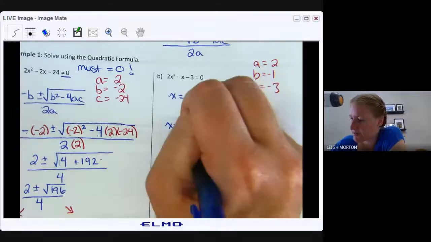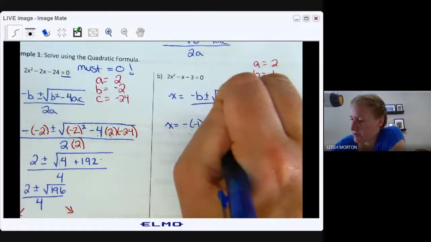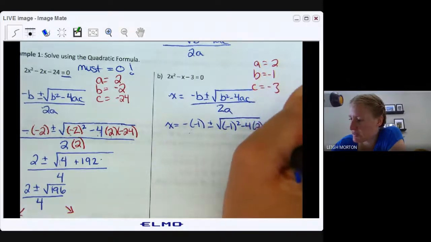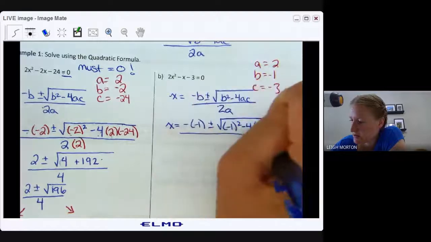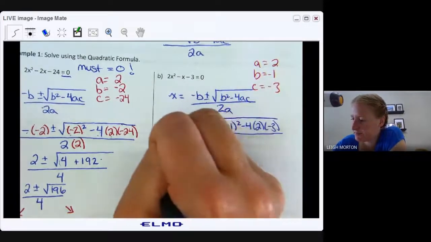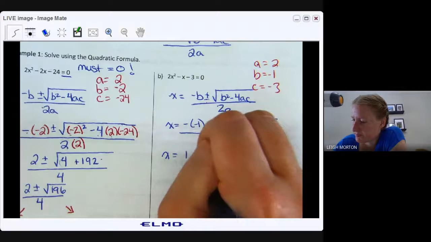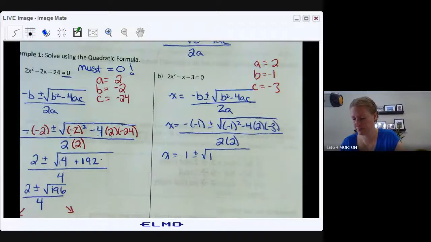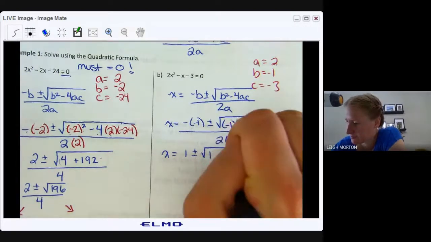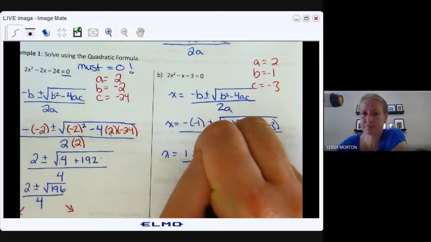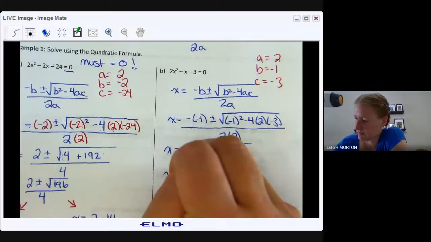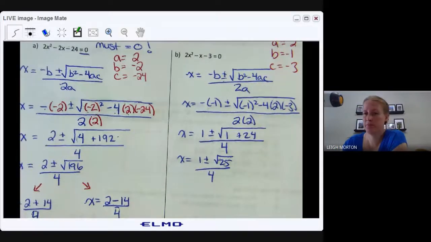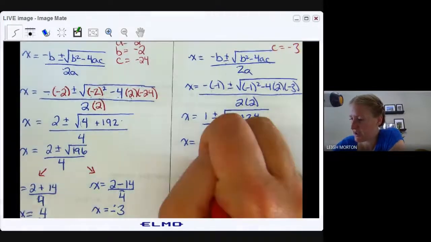So negative times negative 1 plus or minus the square root of negative 1 squared minus 4 times 2 times negative 3, divided by 2 times 2. So I end up with x equals 1 plus or minus 25 divided by 4.